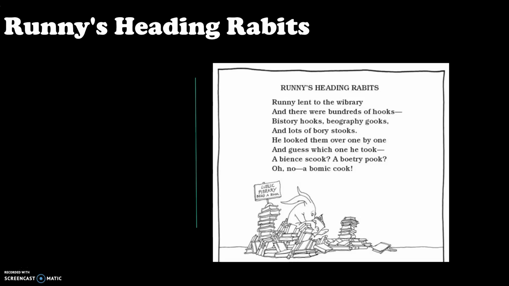Now if you see here, you can see that there is one rhyming pattern that he sticks to throughout this whole poem, and that is the sound of ooks. So we have hooks, we have gooks, we have stooks, we have took, we have pook, we have skook, and we have cook.